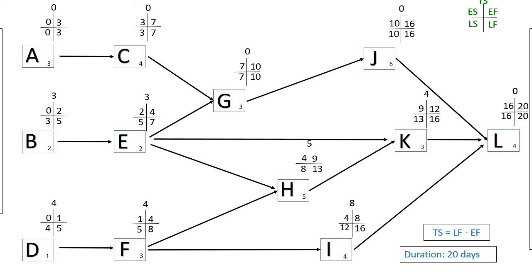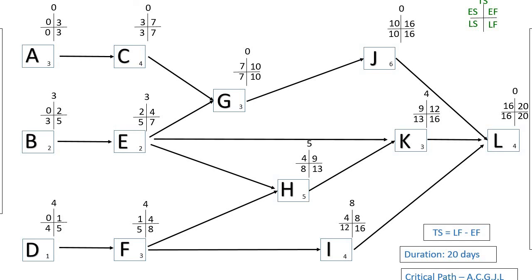So from this diagram here, we could see the total slack for activity A is 0, for activity C is 0, activity G is 0, activity J is 0, and activity L is 0. So the path that has the most zeros as the slack on it would be our critical path. So activity A, C, G, J, and L would be our critical path, and we need to take note of this.